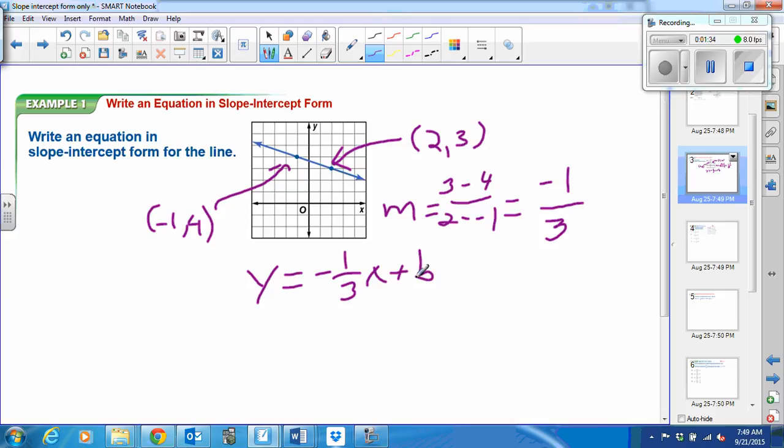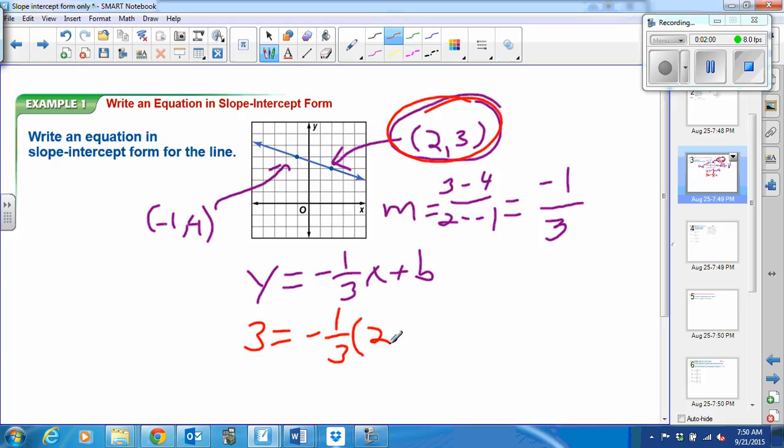So let's just pick one of these points to plug in, and I always like to pick the point of least resistance, and that's usually the one with the fewest negative signs. So I'm going to pick the point 2, 3. And I'm going to plug that in for x and y so that I can find my y-intercept. It doesn't matter which point you choose, you should still get the same y-intercept. So y is equal to 3 in this case, and that equals -1/3 times x, which is 2, plus b.